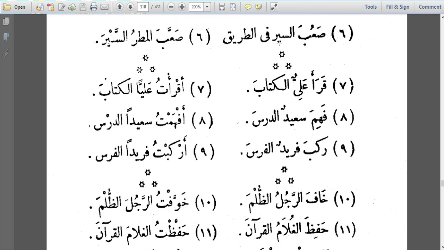We see sa'uba sayru fi tariq. As-sayr, you can say it to be mashi, moving, walking, it's all okay. Moving on the path has become difficult. Sa'uba, it has become difficult. Then it says sa'aba al-mataru as-sayra. Now it is not just the walking that has become difficult or the moving on the path that has become difficult, but then it is the rain that has made movement difficult on the path. It says sa'aba al-mataru. The rain has made difficult as-sayra, movement.